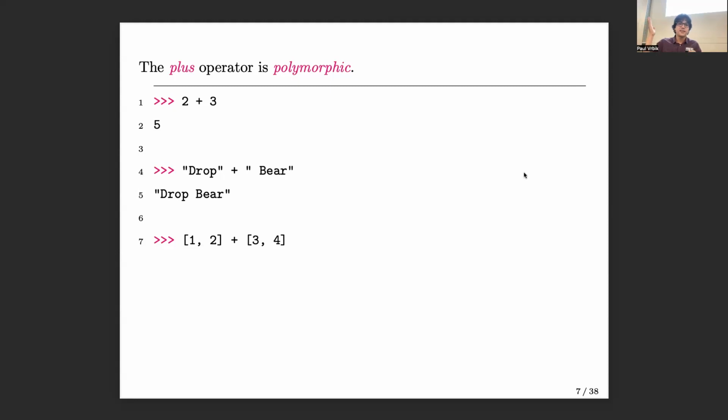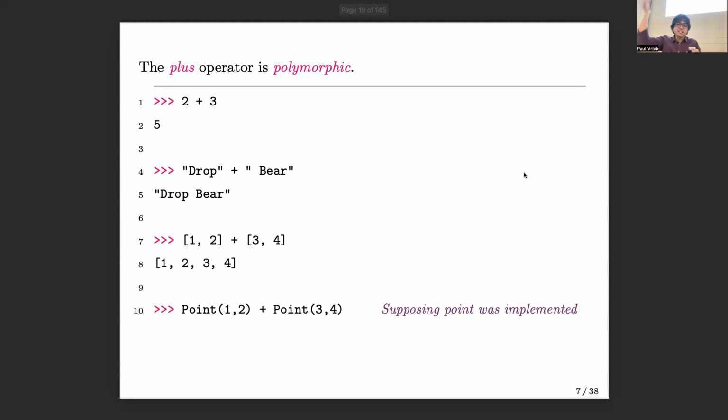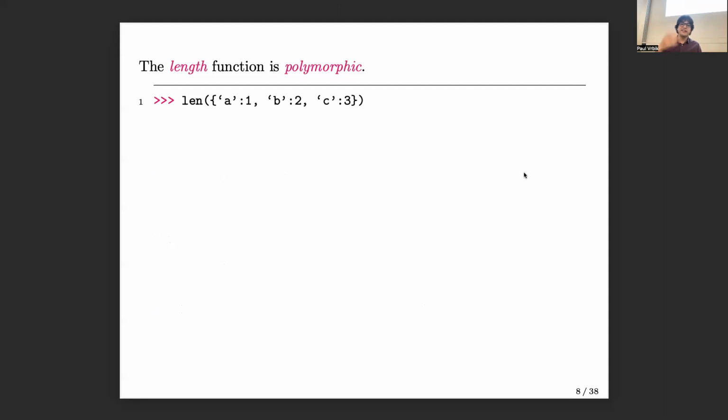Anyways, 2 and 3 we're adding integers. Drop and bear we're adding strings. The list 1, 2 and the list 3, 4 concatenates. And I could spin up a point object and define that 2 points should be added in this manner. So the point is it's the same interface. We're using the plus operation in each of these things. The implementations are obviously different. The implementation for adding 2 integers together was obviously different than the pieces of code we had to write to do list concatenation. We already went over this, but length.